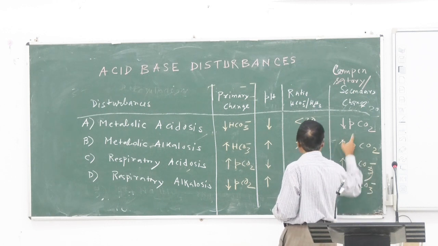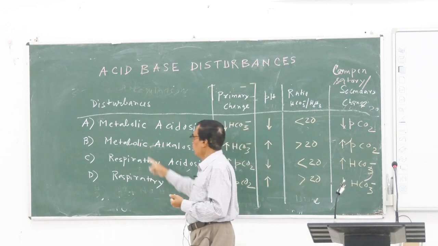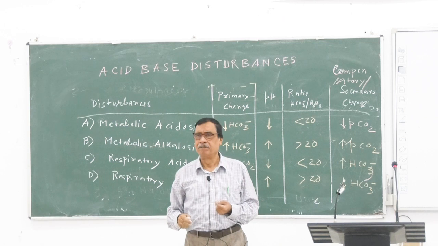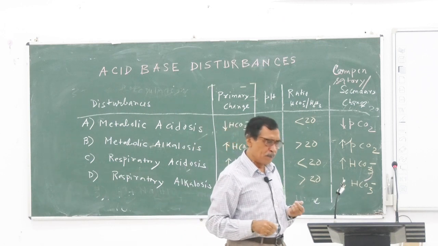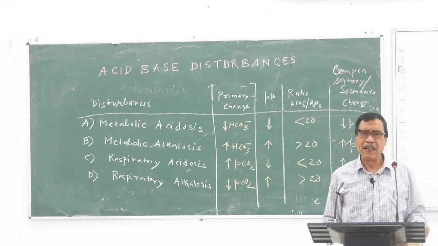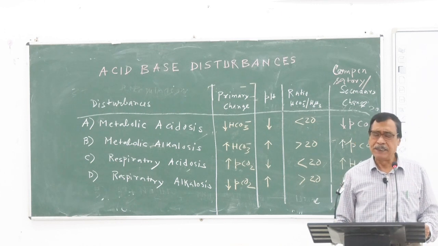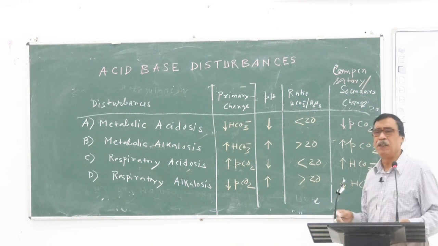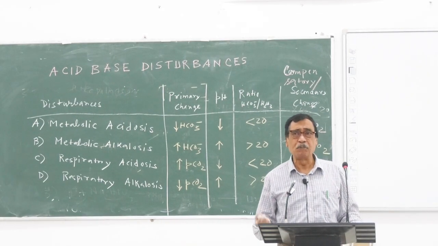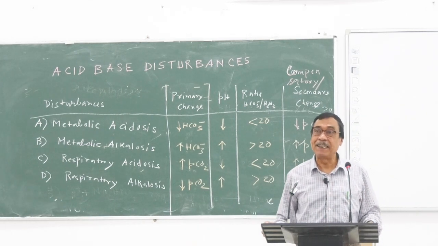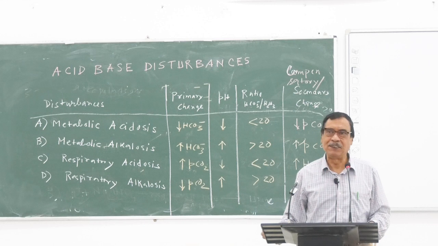These are the secondary changes in relation to respective disturbance. Secondary change means compensatory change. It is an attempt to restore the pH to normal and restore the ratio to 20. It is an attempt, so it may also fail, since the effort may not be successful. Secondary change is an attempt to correct the pH to the normal.